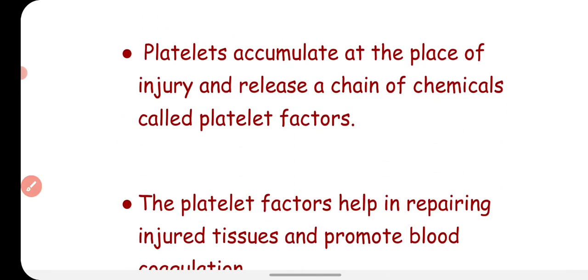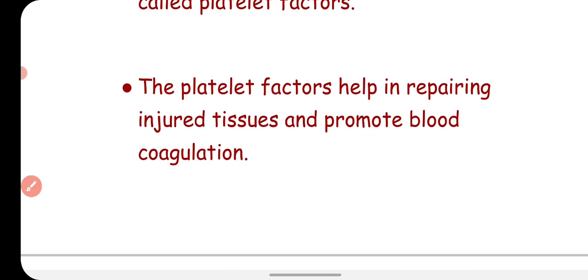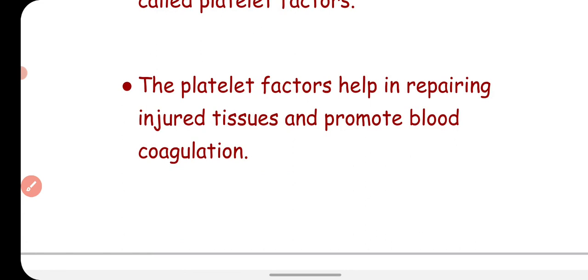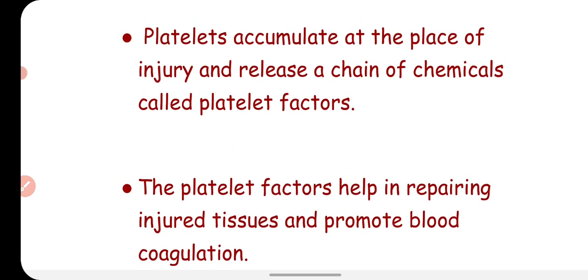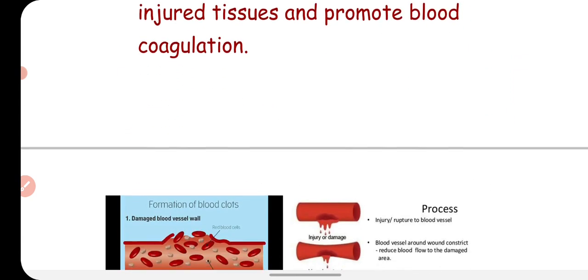Platelets accumulate at the place of injury and release a chain of chemicals called platelet factors. The platelet factors help in repairing injured tissue and promote blood coagulation. Wherever the injury takes place, the platelets accumulate there. They get collected there and repair the injured tissue and also promote blood coagulation.